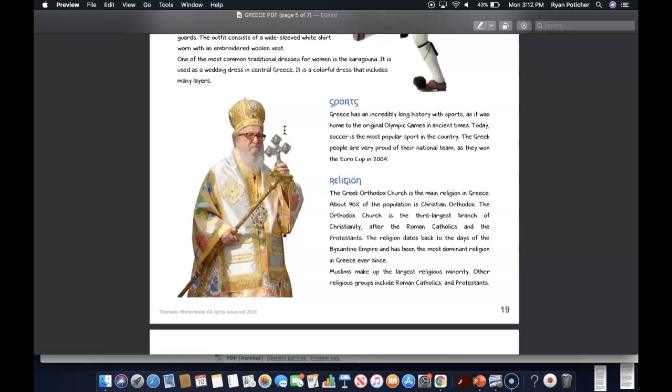Religion. The Greek Orthodox Church is the main religion in Greece. About 90% of the population is Christian Orthodox. The Orthodox Church is the third largest branch of Christianity, after the Roman Catholics and the Protestants. The religion dates back to the days of the Byzantine Empire and has been the most dominant religion in Greece ever since. Muslims make up the largest religious minority. Other religious groups include Roman Catholics and Protestants too.